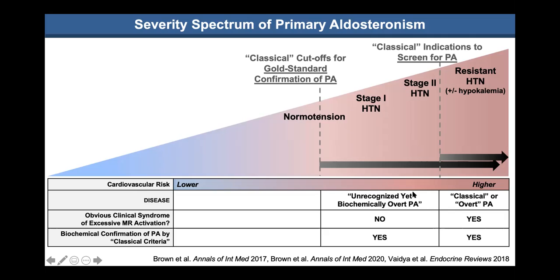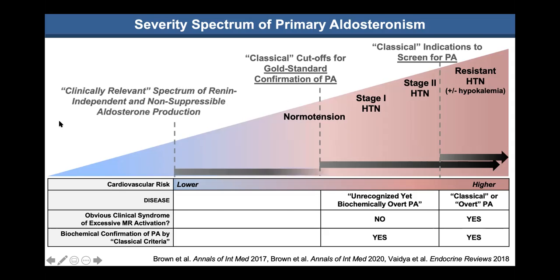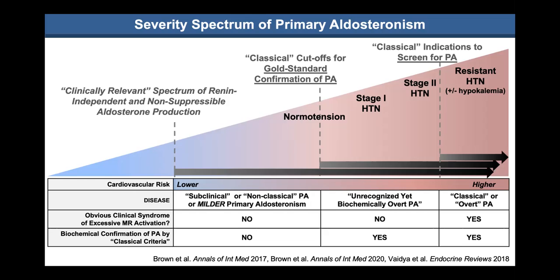And this is almost all unrecognized because we don't screen most of these individuals. And more importantly, even to the left of this line, there is a clinically relevant spectrum of renin-independent aldosterone production that is relatively non-suppressible, that extends across the entire blood pressure continuum. And we've referred to this as a continuum of subclinical or non-classical primary aldosteronism, but in reality, to avoid semantics, it is just a milder shade of primary aldosteronism that goes from mild to severe.